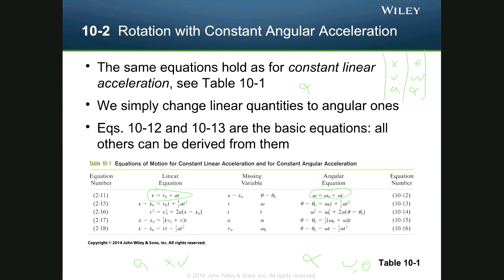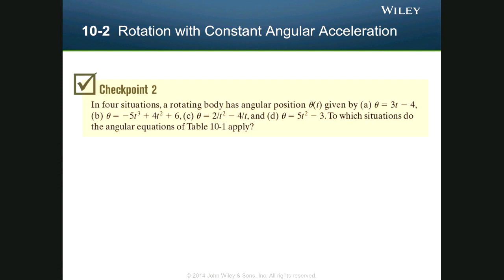Where this stuff becomes more important is in the checkpoints. You'll notice these checkpoints look a bit like chapter 2. We have 4 situations. A rotating body has an angular position theta(t), given by these 4 trajectories. To which situations do the equations of table 10.1 that we just saw apply? So the question is, when do these equations apply?